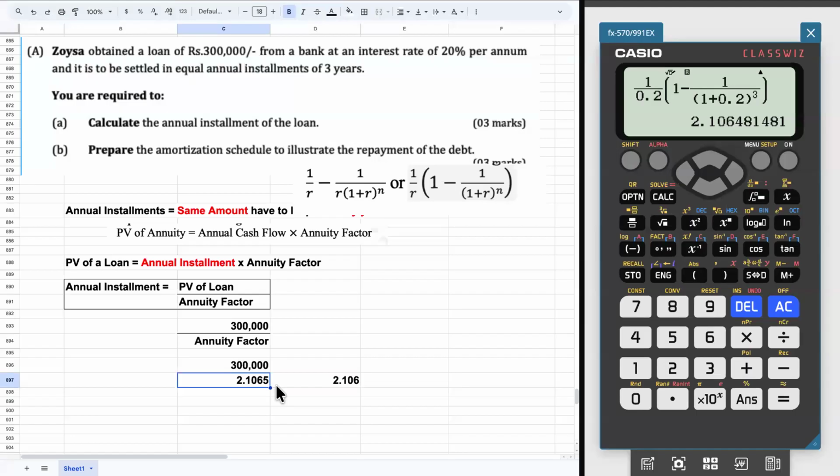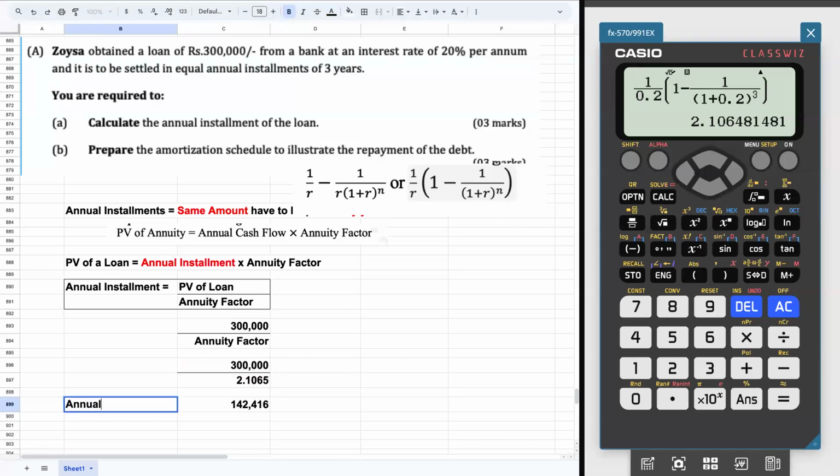Now we are taking four numbers, that's 2.1065. Otherwise, you can use this. Both are the same, okay? Better remember this formula. Memorize this formula, you need this help somewhere in the exam paper. They're not going to give you the second formula, right? So using the annuity factor, 300,000 divided by this is going to be your annual installment, my dear. It means every year you are going to pay this amount.